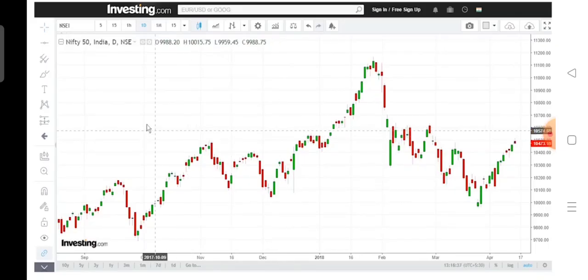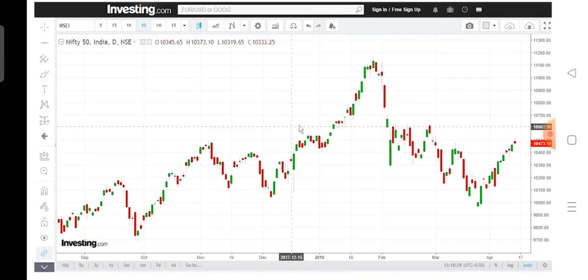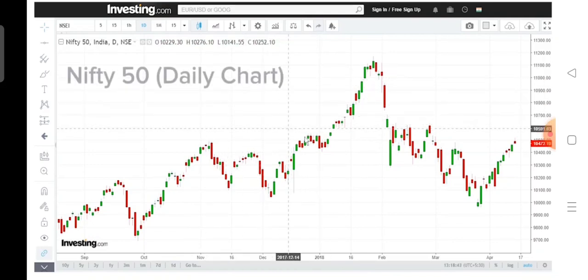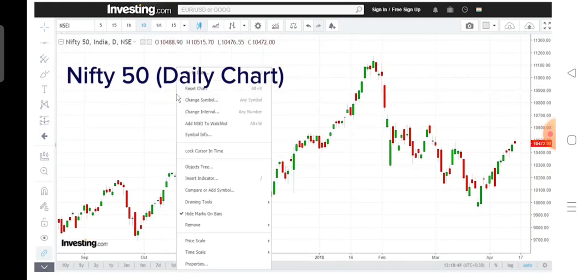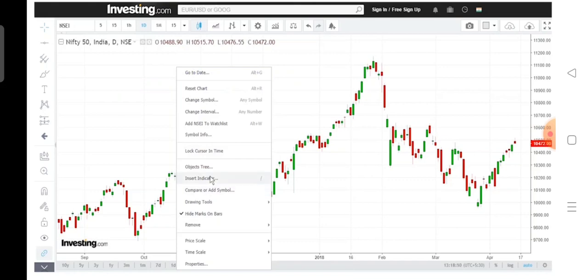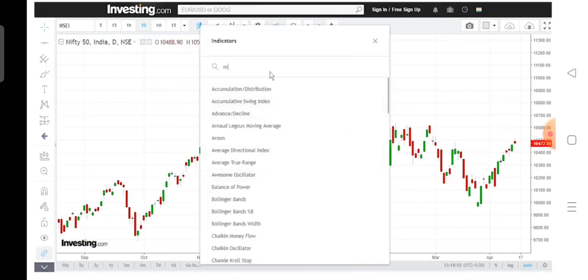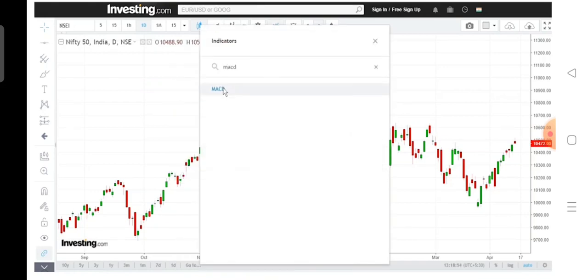Now, let us understand the MACD from the very basics. Let us look at the chart in the beginning. Here we are looking at the investing.com charting facility that is available online. Here we are looking at the daily chart of Nifty. Now we insert the MACD indicator: insert indicator, and here we type MACD, and we get the MACD indicator.